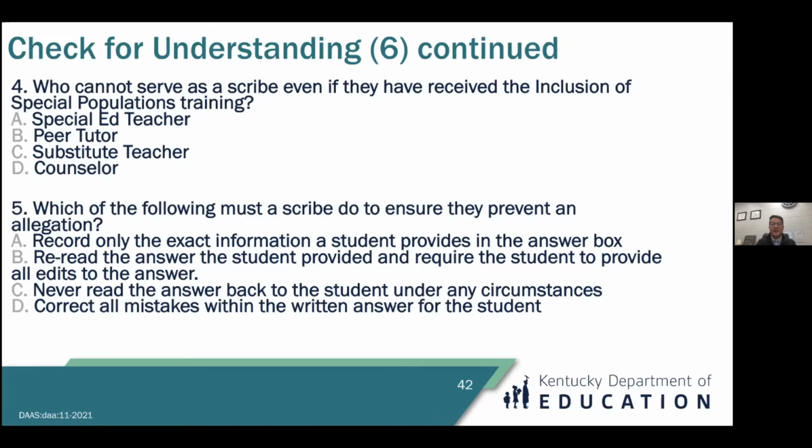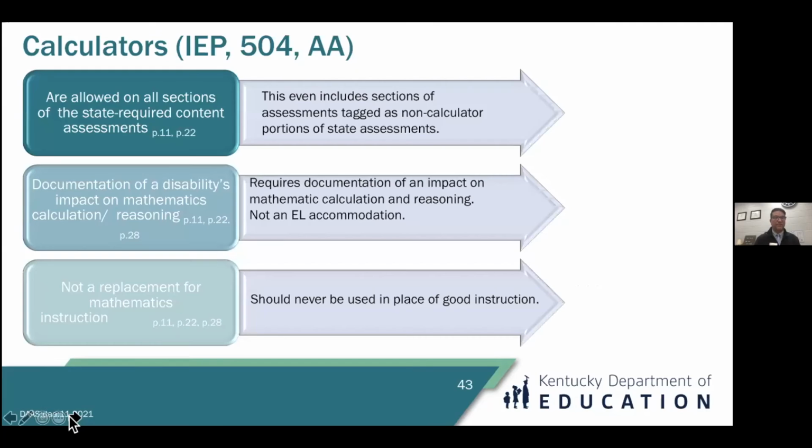So the correct answer is, in fact, A. You're only going to record as the scribe the exact information a student provides in the answer box. You're only taking what the student's answer is and capturing that. Don't ever help them with the test answer.